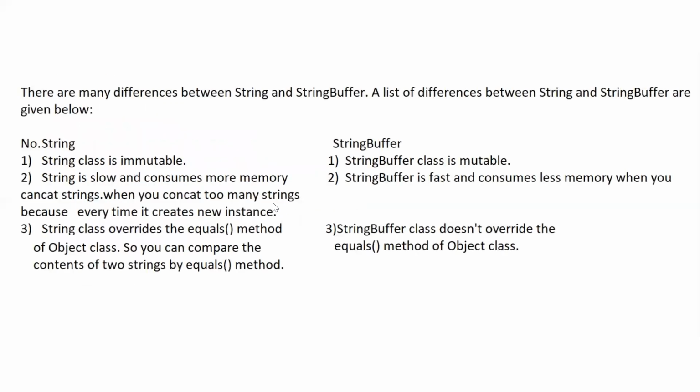What are the differences between String and StringBuffer? A list of differences is given. The String class is immutable, whereas the StringBuffer class is mutable. String is slow and consumes more memory for concatenating strings, right? When you concatenate too many strings, every time it needs to create new ones, because String is immutable. Whenever we modify, new references and new objects need to be created. StringBuffer is fast and consumes less memory. The String class overrides the equals method of the Object class, so you can compare the content of two strings by equals, whereas we can't compare by using equals in StringBuffer. Got it? So one more difference, we'll check it.